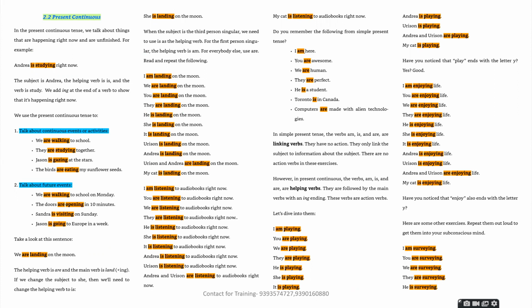We use present continuous to talk about continuous events or activities. You're walking to school. To talk about future events. We are walking to school on Monday. I'm landing on the moon.